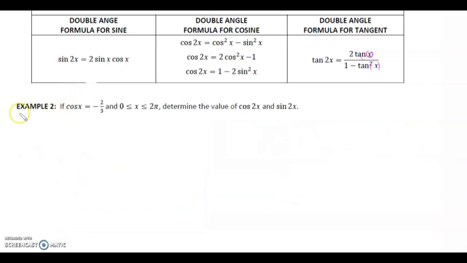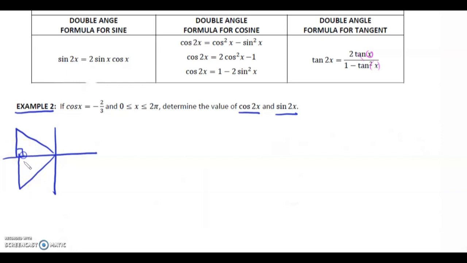Okay, example 2. If cos x equals negative 2 over 3, and this is on the first rotation of 0 to 2 pi, determine the value of cos 2x and sine 2x. Okay, so when I see cos x, and I see negative 2 over 3, I'm thinking, okay, so on the first rotation, 0 to 2 pi, that's either going to lie here or here. Okay, so if this is our x value, negative 2, it's going to be here. 3 is going to be the hypotenuse, right? Because this is going to be adjacent over hypotenuse.